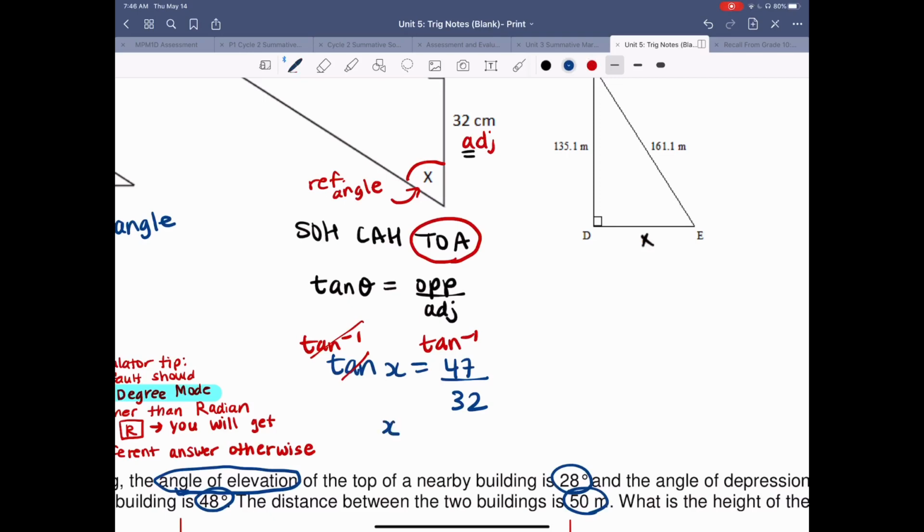Therefore, on your calculator, you're going to find the tan inverse of 47 over 32. Notice that I always take tan inverse of 47 over 32. I don't usually put tan inverse on the right side of 47 over 32, because remember, this is the input and this is the function. I have to write it left to right in this particular order. And so I have x is equal to approximately 56 degrees when I use the calculator.